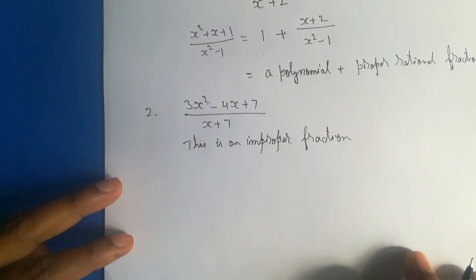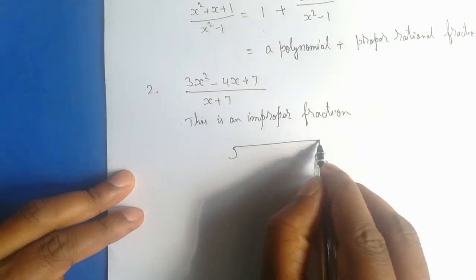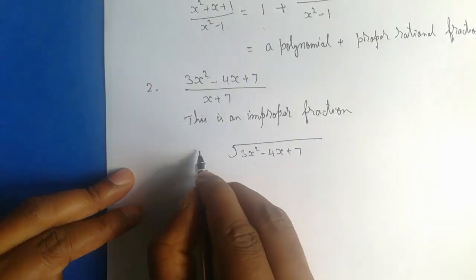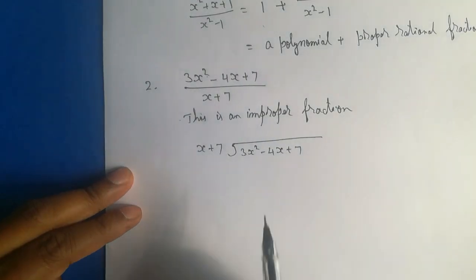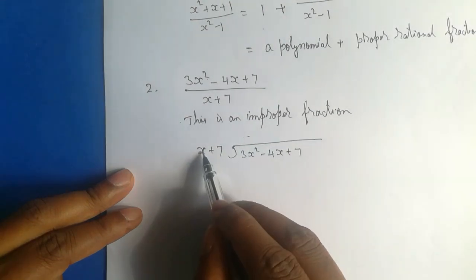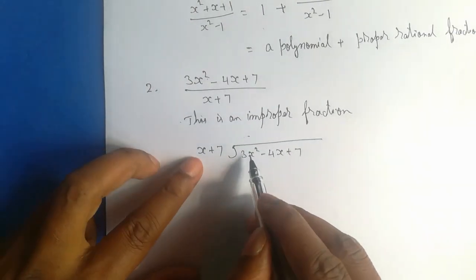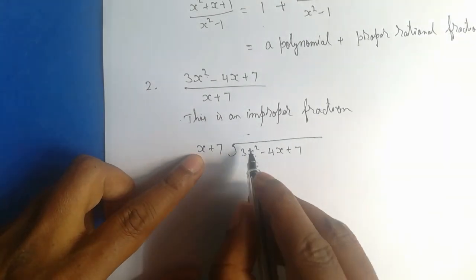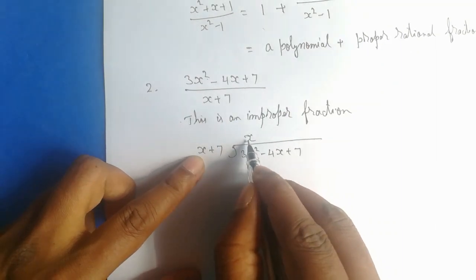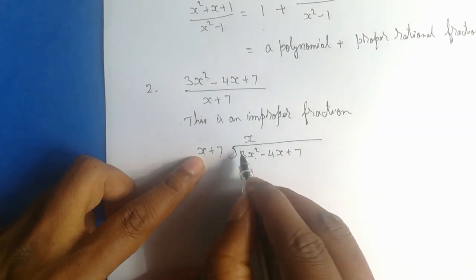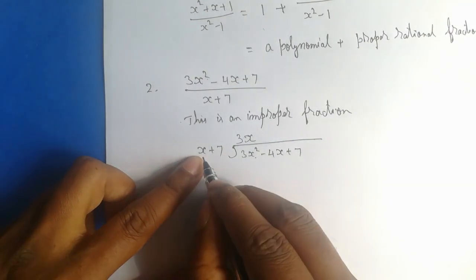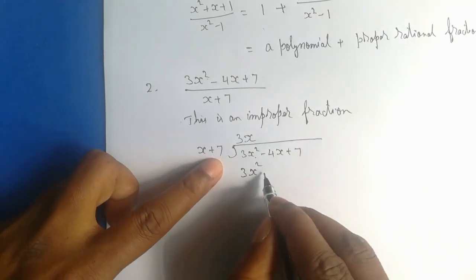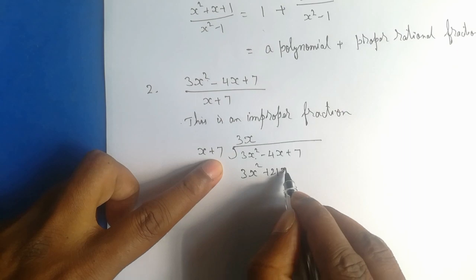Now what we have to do, we will divide this. 3x square minus 4x plus 7, this is x plus 7. Now write some term here. If you multiply with this, we should get this first term. Here x square is there, here x is there, here 3x square is there. So we'll multiply by x. X into x is x square. But we want 3, so we'll multiply by 3x. If you multiply with this, 3x square plus 7 3s are 21x.